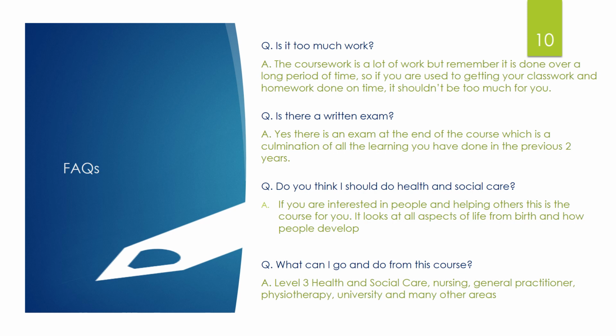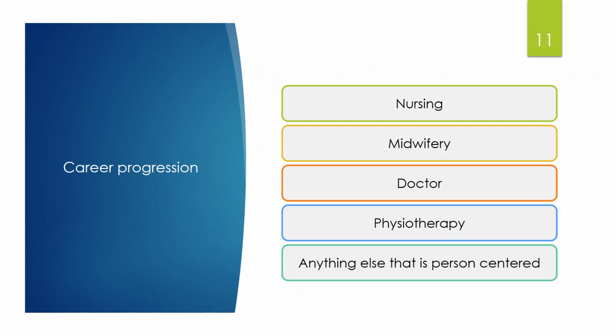From here, you can go on and study a Level 3 Health and Social Care course at college or at sixth form. You can go into nursing, you can look at apprenticeships, and you can look at different areas of teaching as well. As I said, there are lots of different career progressions that you can take from this health and social care course, such as nursing, midwifery, becoming a doctor, physiotherapy, or anything else that is person-centred.